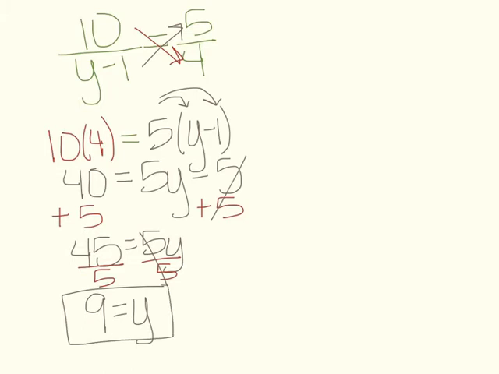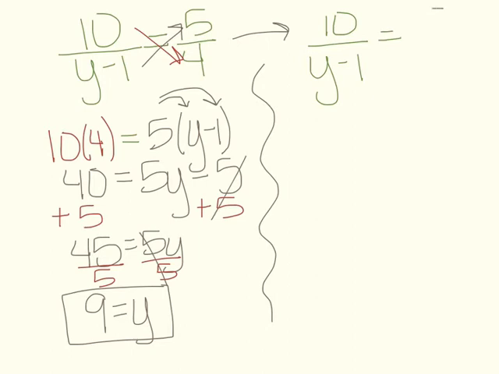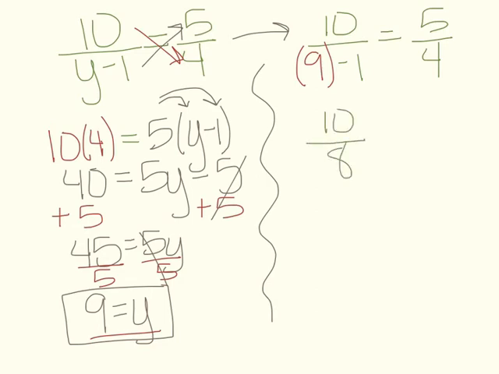Now let's go ahead and plug our answer back in and just verify that we got the right answer, so that we can check ourselves a little bit and make sure that we're doing as well as we think we are. So let's rewrite our initial equation over here. We have 10 over y minus 1 equals 5 over 4. And instead of y, let's plug in the value that we found for y, which is 9. So we have 10 over 9 minus 1, which is 8, equals 5 over 4.